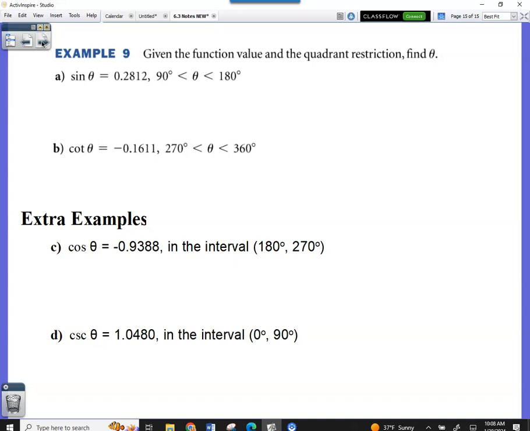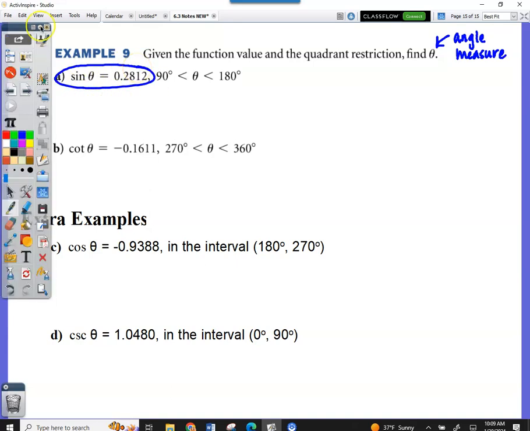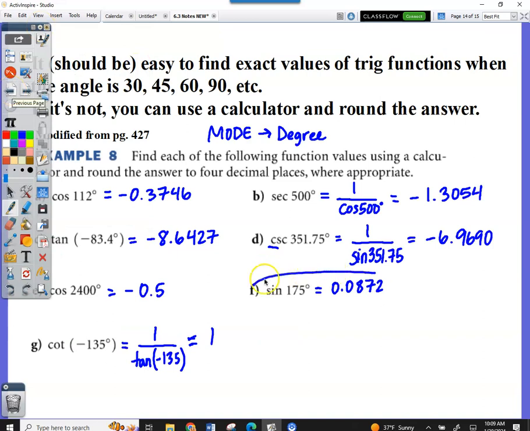Given the function value and the quadrant restriction, find theta, which means find the angle measure. We've got sine theta equals 0.2812, and then you have a comma, and then it says 90 degrees less than theta less than 180. Let me explain how to read this. This is the same thing as before. The difference is the angle is unknown. The angle's the goal.